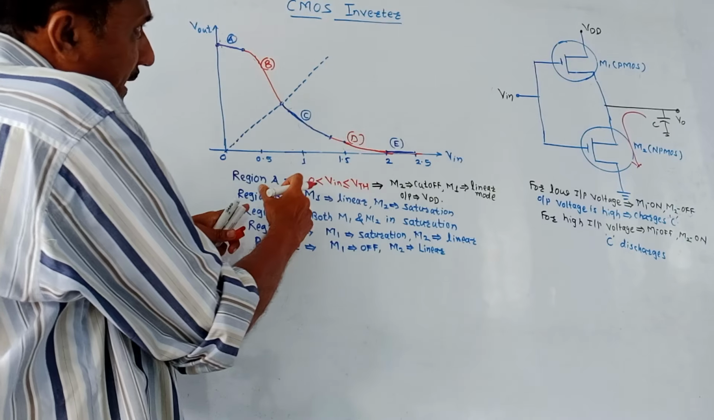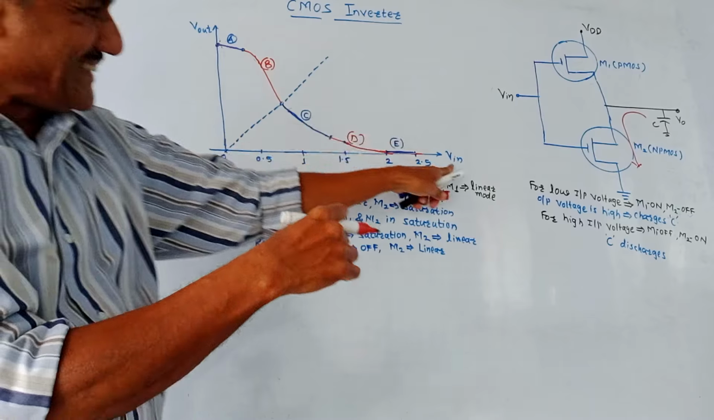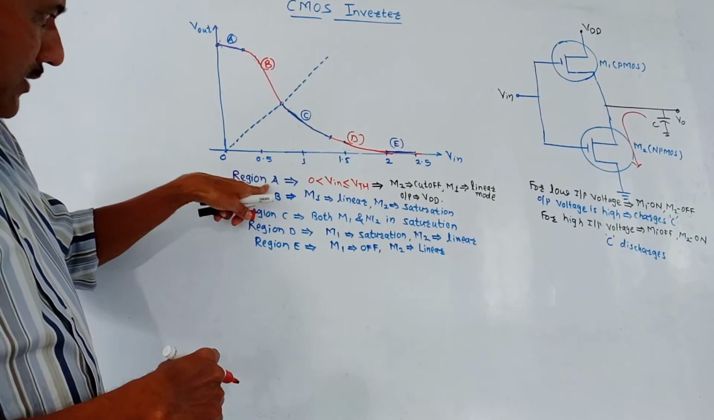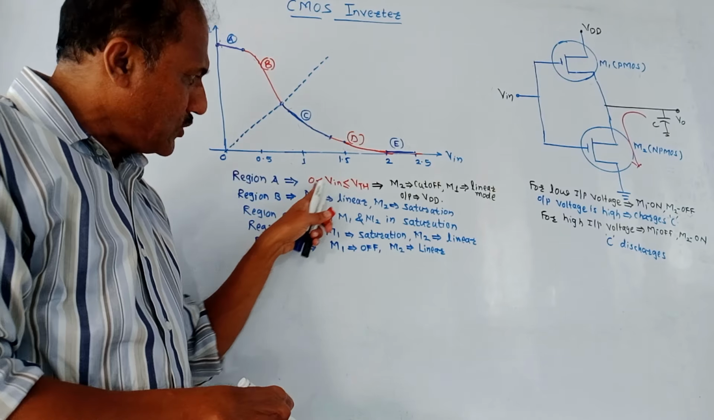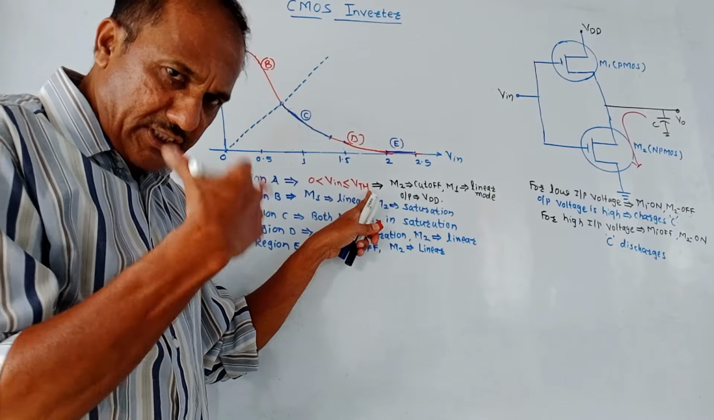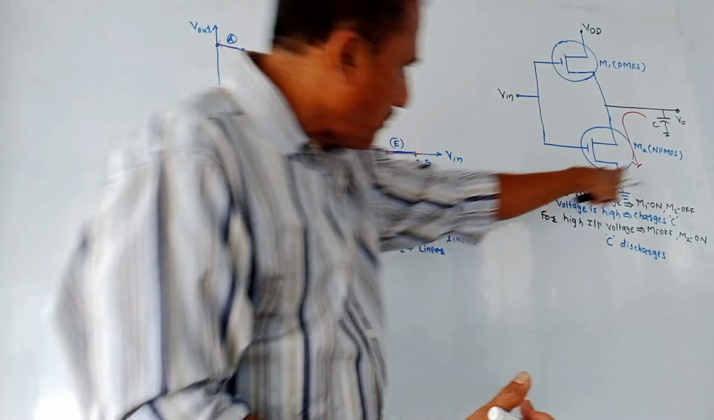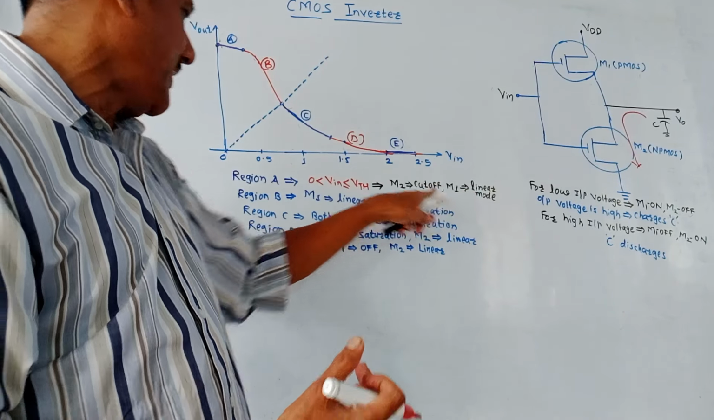This is the transfer characteristics of the CMOS inverter. It is a graph of Vout versus Vin. I have marked different regions in this diagram. So region A is characterized by input voltage between 0 and VTH. VTH is the threshold voltage. In this case, M2, that is the NMOS, is cut off and M1 is in linear mode, so the output is VDD.